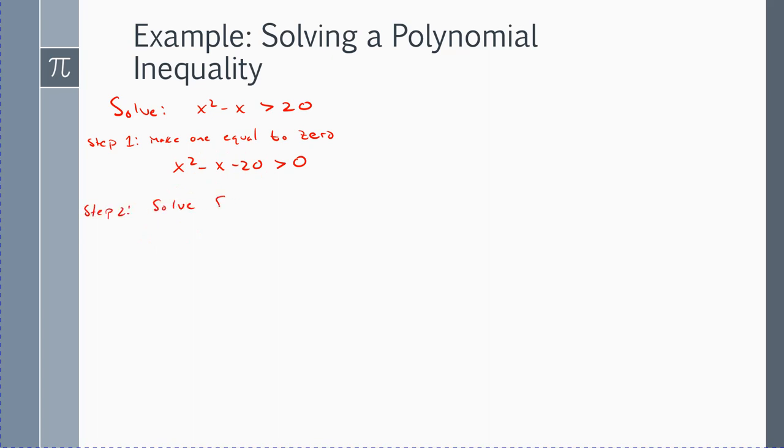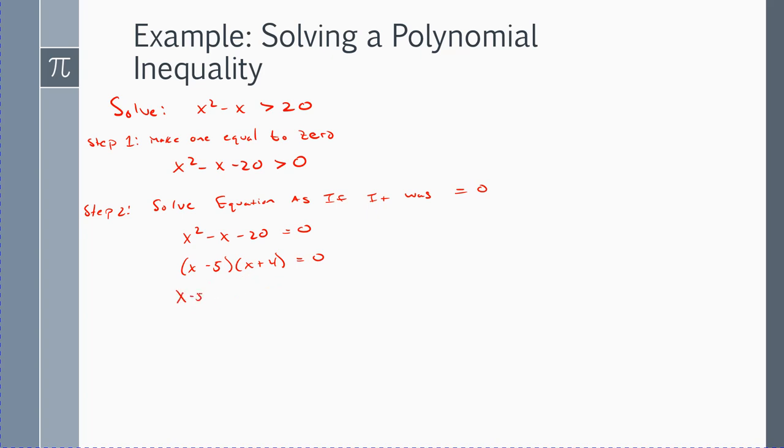you're going to solve the equation as if it was equal to 0. So I'm going to take x squared minus x minus 20, and it's going to be equal to 0. I can solve this by factoring, right? Two numbers that multiply to negative 20 and sum to negative 1 are x minus 5, x plus 4 is equal to 0. And you can see here that I get two solutions.